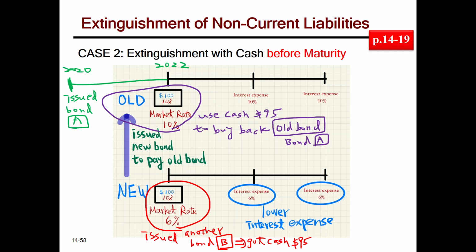So did you find out? New bond, lower interest rate, I pay lower interest expense. Old bond, higher market interest rate, I have to pay higher interest expense. So of course I use the new one to replace the old one. Then I could save the interest expense, in this case, for example, 4%. So this is the reason why your company wants to do that, even though you don't have the money.